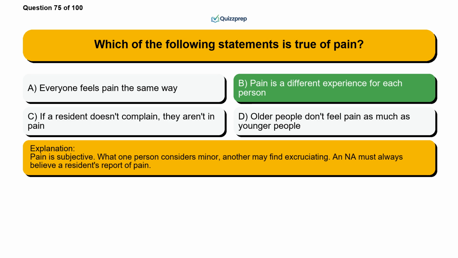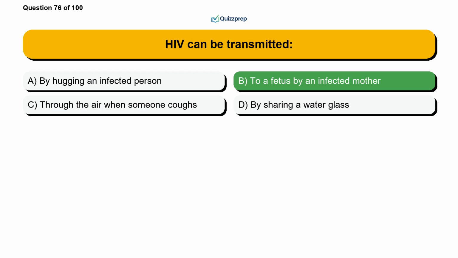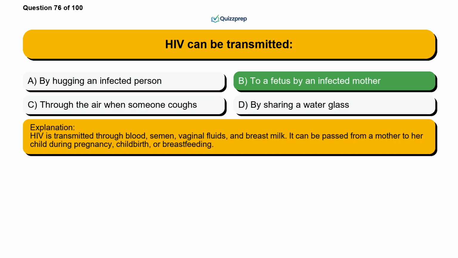Question 76. HIV can be transmitted: Option A. By hugging an infected person. Option B. To a fetus by an infected mother. Option C. Through the air when someone coughs. Option D. By sharing a water glass. The correct answer is option B. To a fetus by an infected mother. HIV is transmitted through blood, semen, vaginal fluids, and breast milk. It can be passed from a mother to her child during pregnancy, childbirth, or breastfeeding.